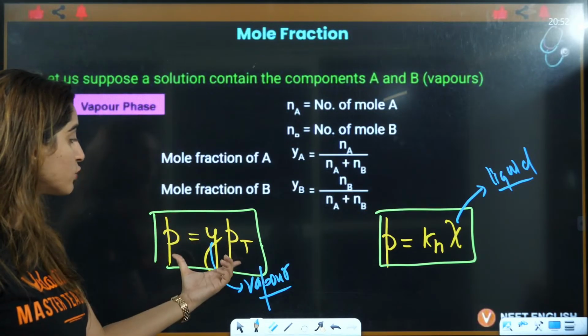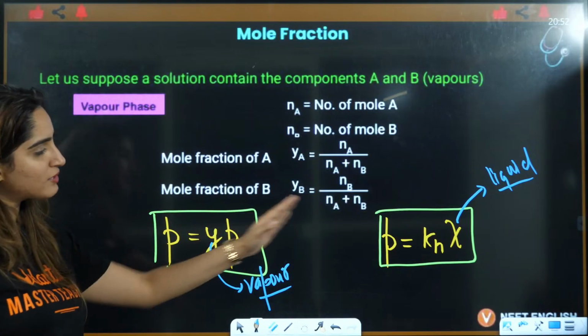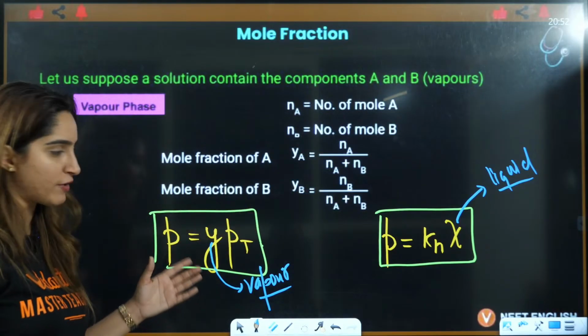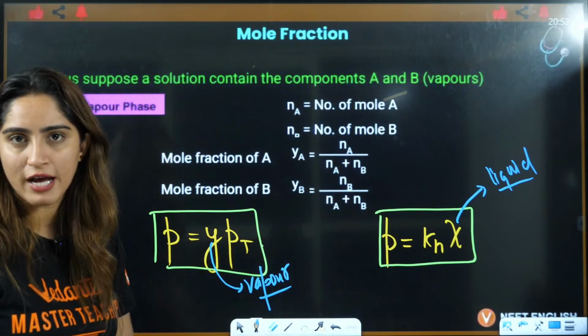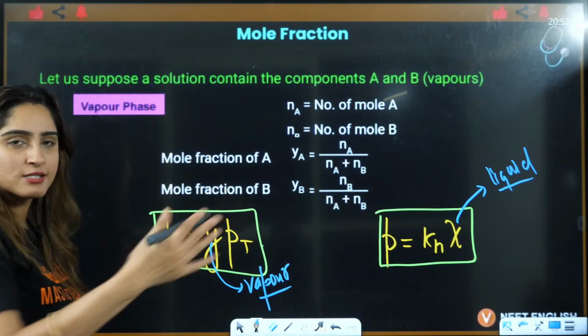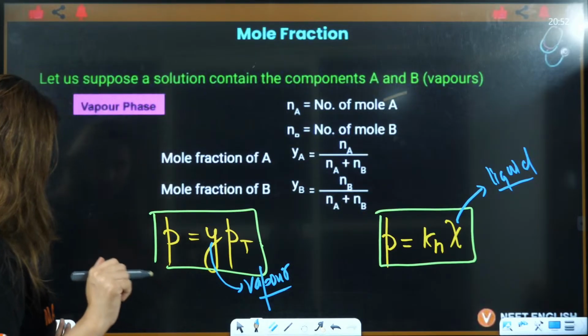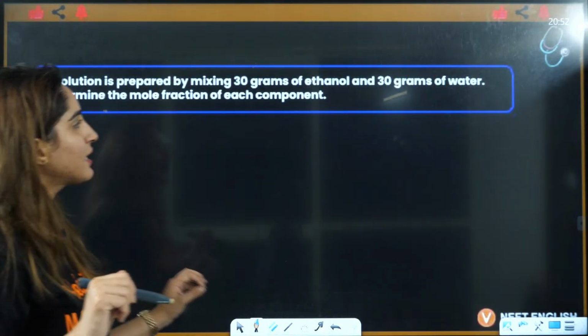But the formula, if you see, this is Dalton's formula, this is Henry's formula, that is entirely different. Here this is total pressure, partial pressure is KH into mole fraction. Okay, this we will discuss more in detail in the solution chapter. Now let's see this here.